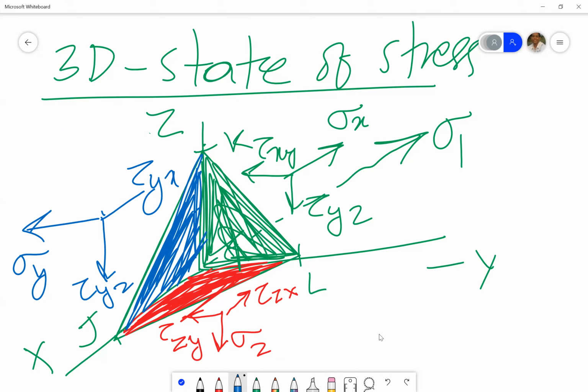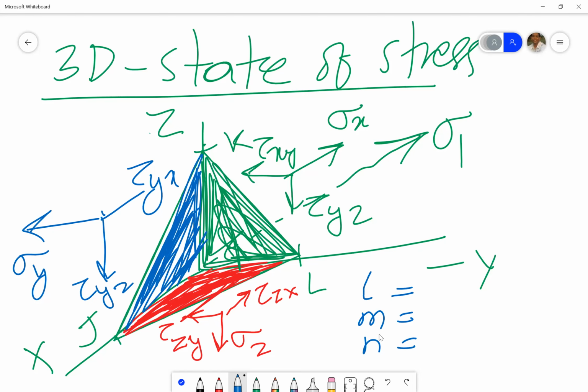Today I will not derive the equations, but I will give you all the assumptions and the notations that we will use for the calculations and during the derivations. Similar to what we did in the plane stress condition, today we will also take three directions, L, M, N. What are L, M, N in the state of stress?